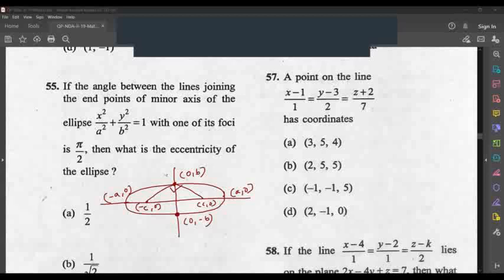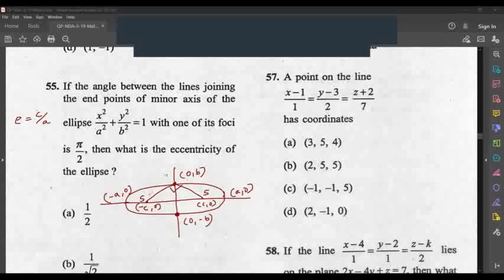Okay. Now let's start eccentricity. What is eccentricity? Eccentricity is equal to c by a, isn't it? Eccentricity is equal to c by a. Now, we'll first find, so I'm marking this point as S.